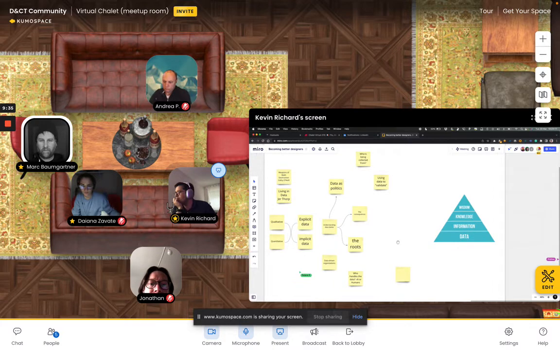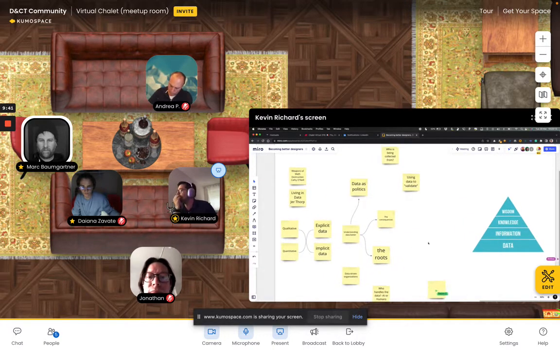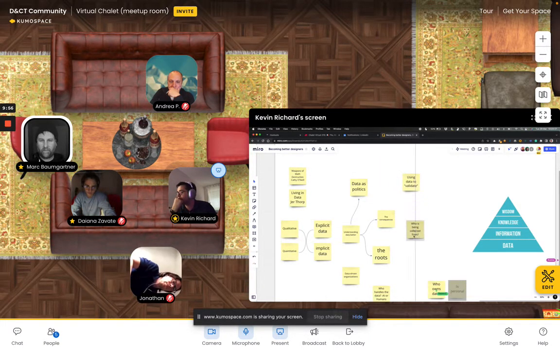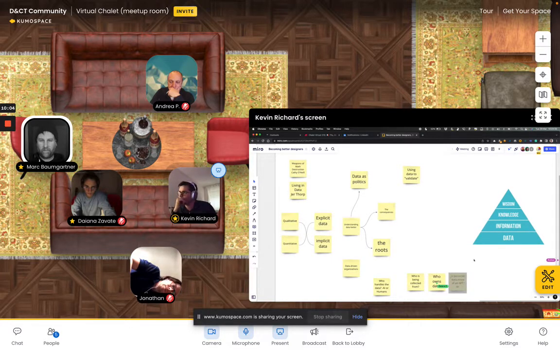Mm-hmm. Yeah, I think also the way that we process those different kinds of information are different, right? There seems to be a more explicit sense of interpretation with qualitative data than there is with quantitative data. And yet there is a whole lot of interpretation, even with quantitative data, that sometimes goes unmentioned, right?